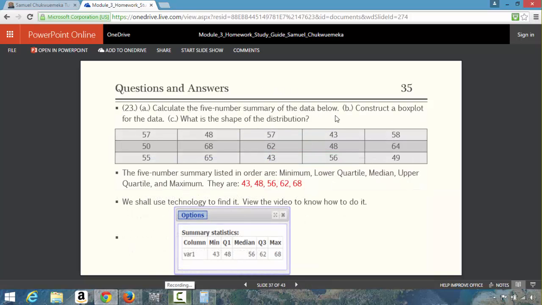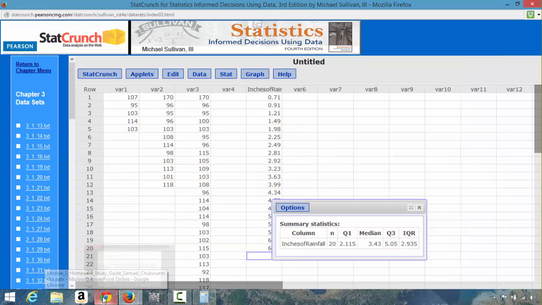5-number summary of the data. So we've done something like this with technology. It is done the same way. You only need to now put in minimum and maximum. Let's go ahead and do this one, and you see how it's done. The only thing you need to add is the minimum and the maximum.